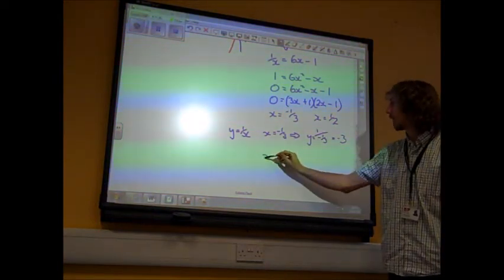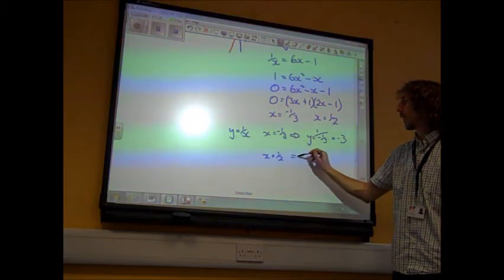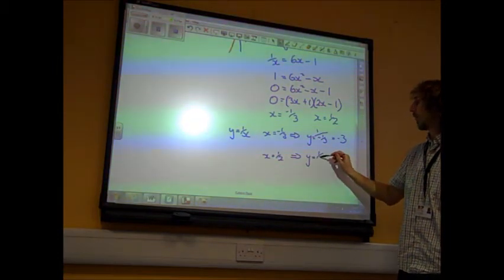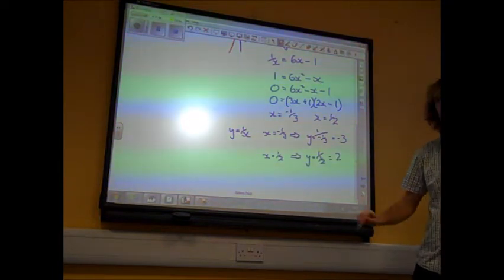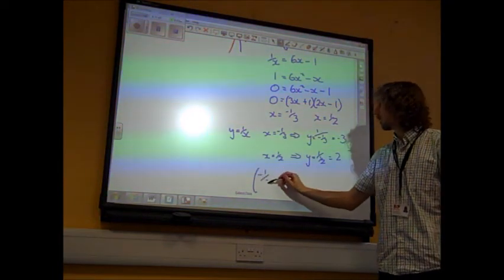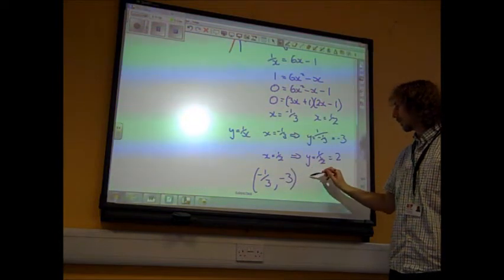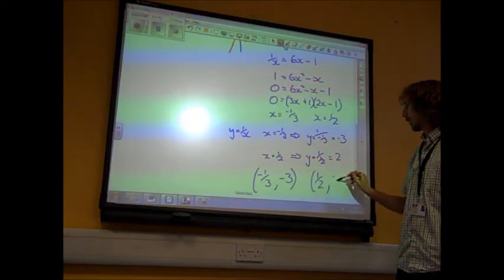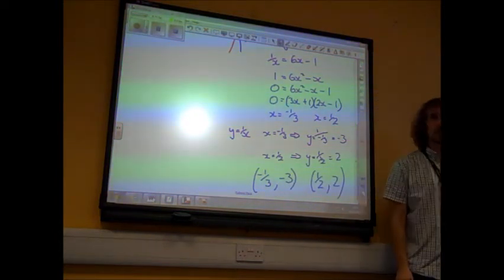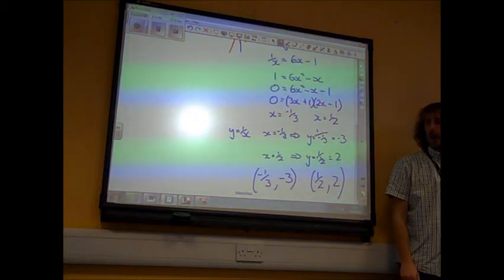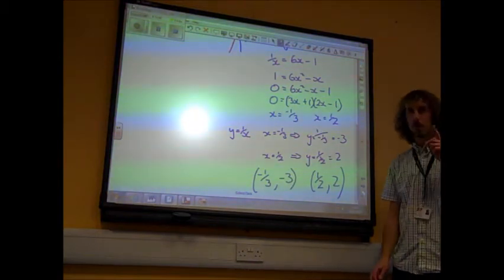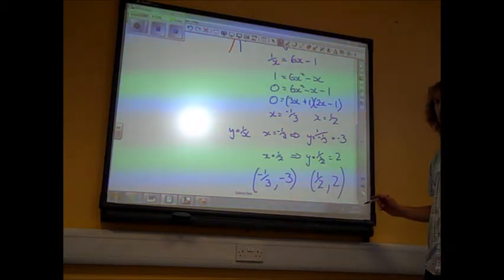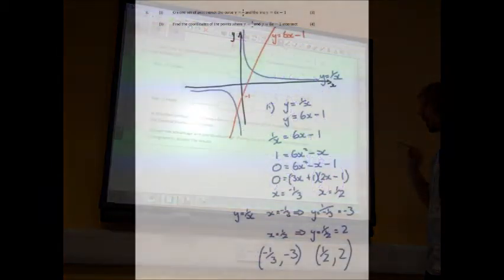And the other one, if x equals a half, that implies that y is 1 over a half, which is 2. And I want to write my answer in a sensible way. And it looks like that. And there we are. Okay. Looking around, it looks like that caught a few people out, that last bit.